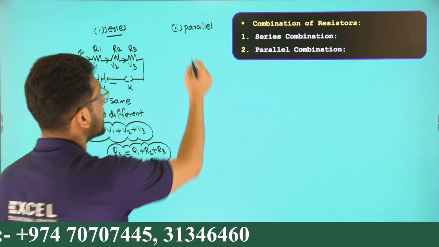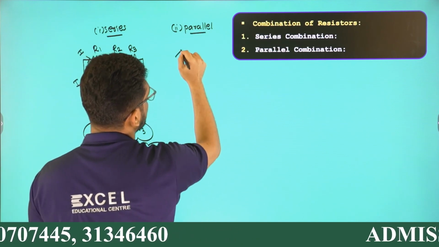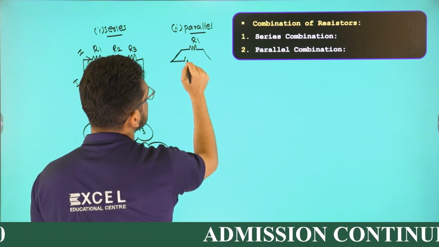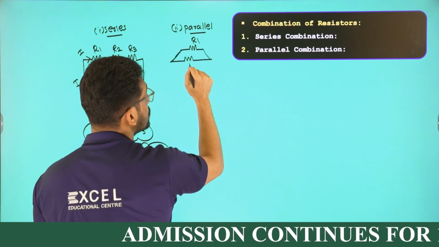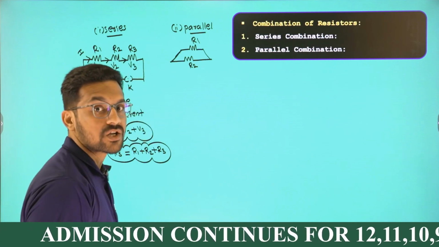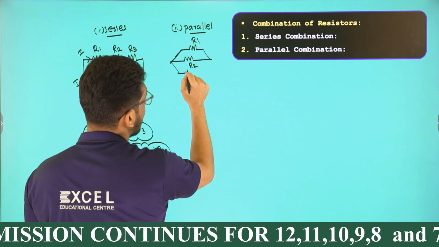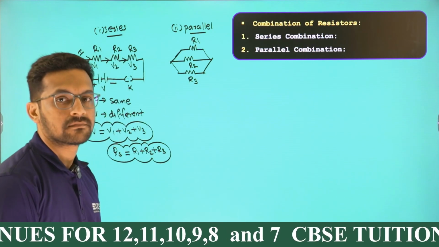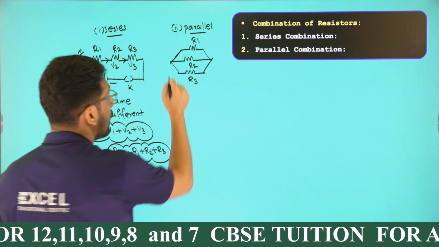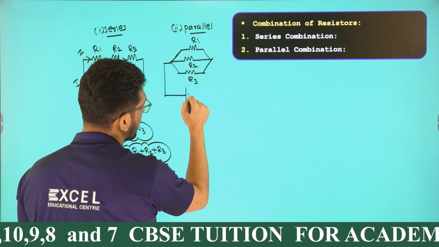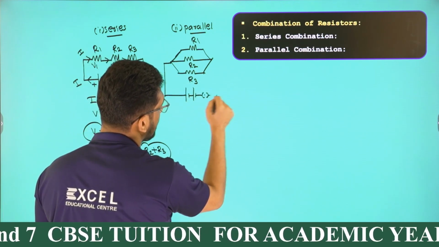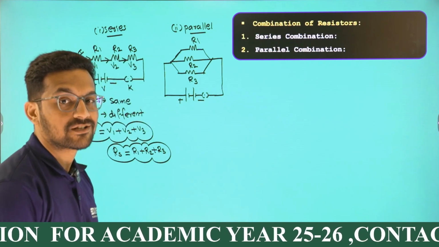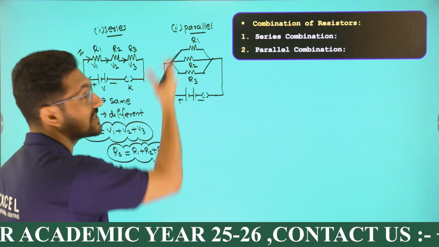Okay. Now let's see parallel combination. There is one resistor here having resistance R1. Another resistor is connected parallel to it having a resistance value R2. One more resistor having R3 resistance is connected parallel to it. I am going to connect a battery to it. This is the battery connected to this combination through a key. Positive terminal, negative terminal. I am going to mark the direction of current. Then you will understand why this is parallel.